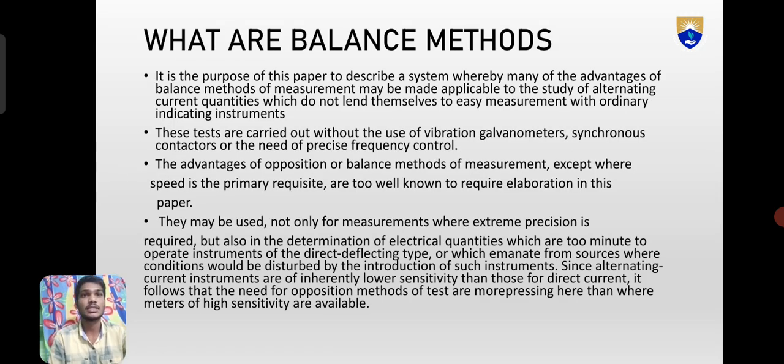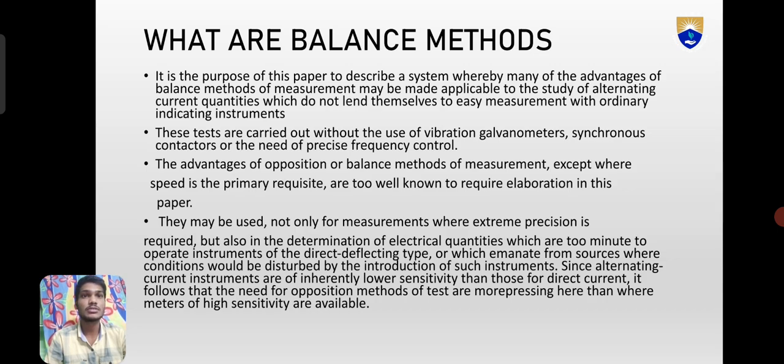What are balance methods? It is the purpose of this paper to describe a system whereby many of the advantages of balance methods of measuring may be made applicable to the study of alternating current qualities which do not lend themselves to easy measurements with ordinary instruments. These tasks are carried out without the use of a vibration galvanometer, or special phase and frequency controls.